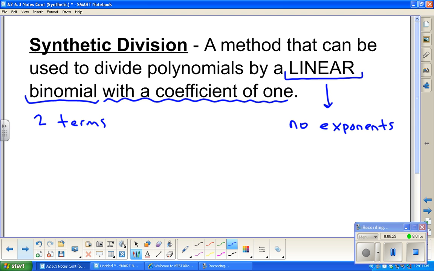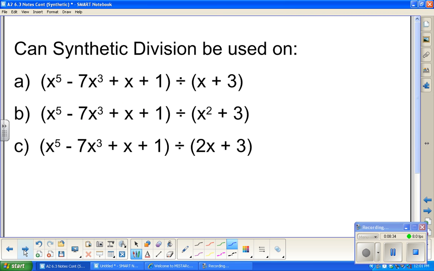For this next page, you might just want to look and think instead of writing it all down. If you want to write them, that's fine. Here are 3 sample division problems. Just to get us used to looking at these, think about which one or ones meet the conditions of being divided by a binomial that's linear with the coefficient of 1. Definitely A looks good, doesn't it?